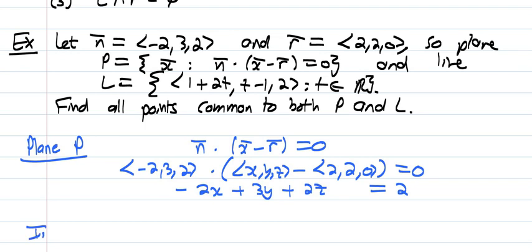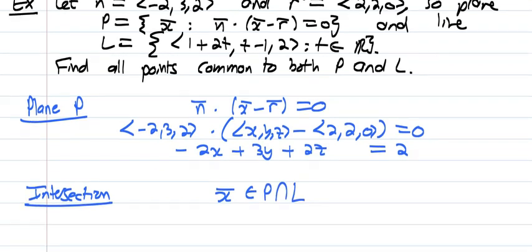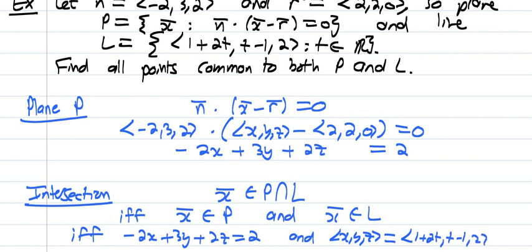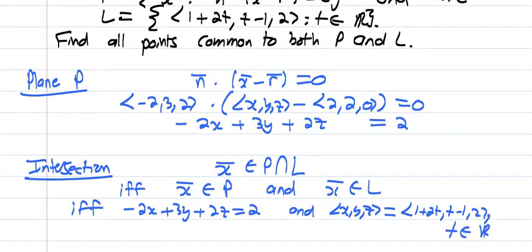Now let's work out the intersection. So x is sitting both on plane P and line L if and only if x is sitting on the plane and x is sitting on the line. This happens if and only if -2x + 3y + 2z is equal to 2, and if it's sitting on the line, that means the vector x with components x, y, z is of the form (1 + 2t, t - 1, 2), where t is a real number.